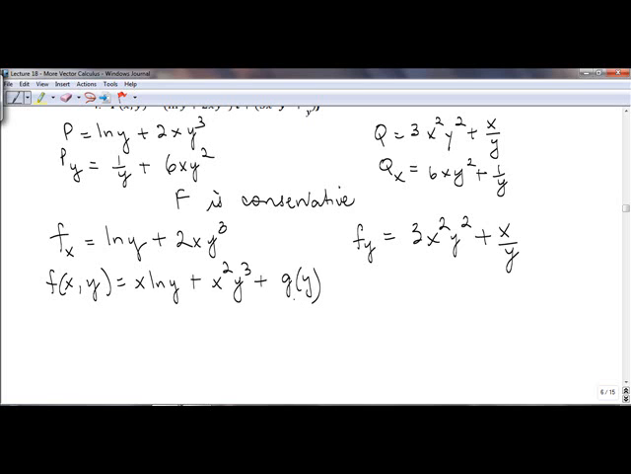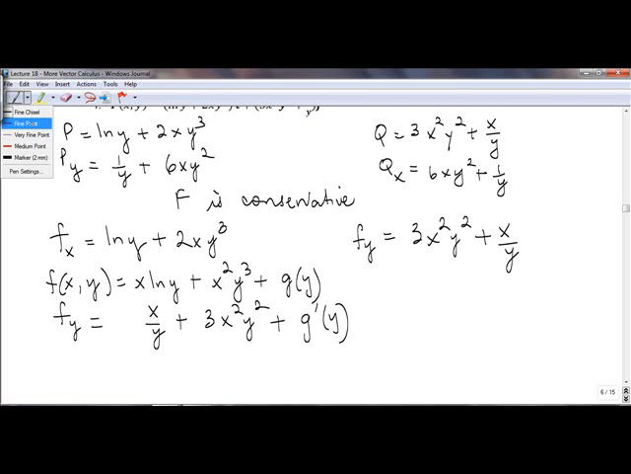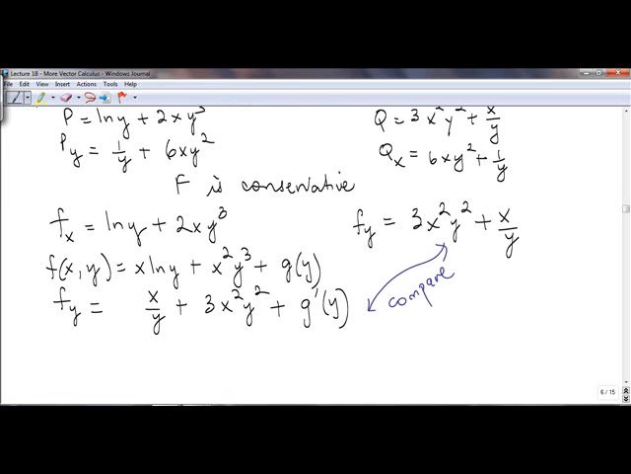All right, but we need to find g of y. So what do we do? Partially differentiate with respect to y. Let's do that and tell me what you get. X over y plus 3x squared y squared plus g prime of y. What do we do? Compare. When we compare, what do we see? G prime of y is equal to what? 0. So what is g of y? Just c.